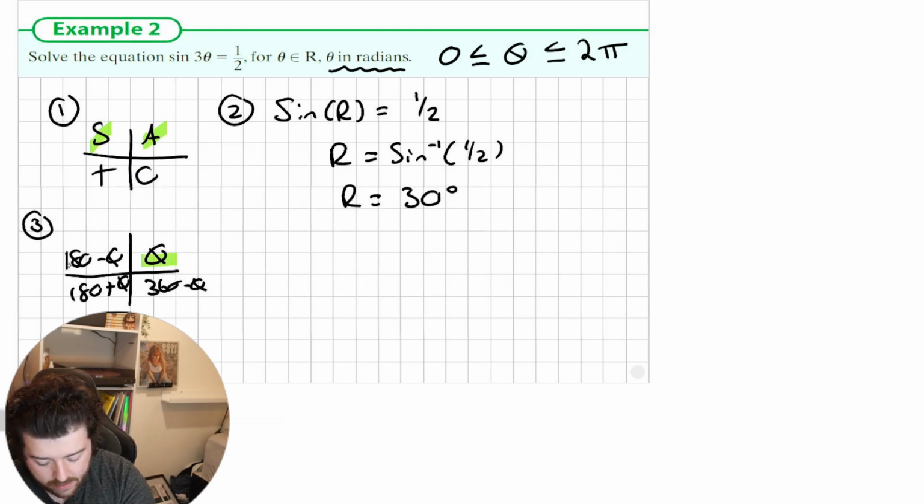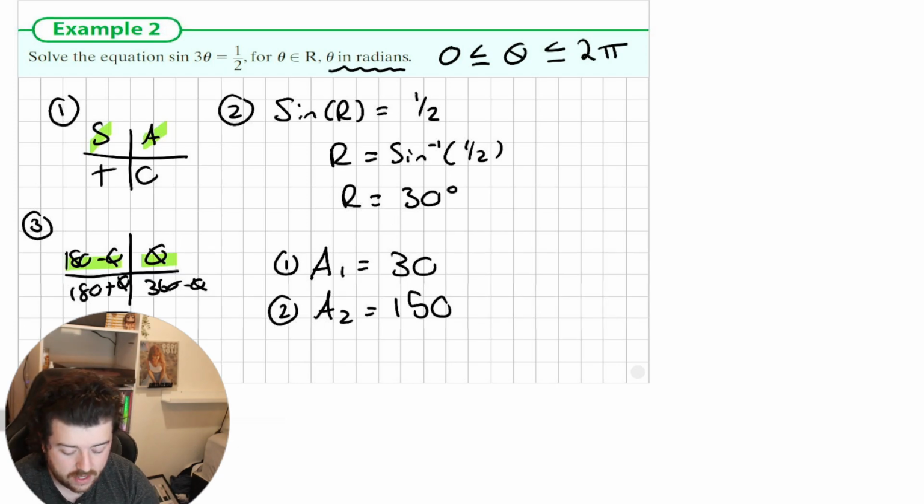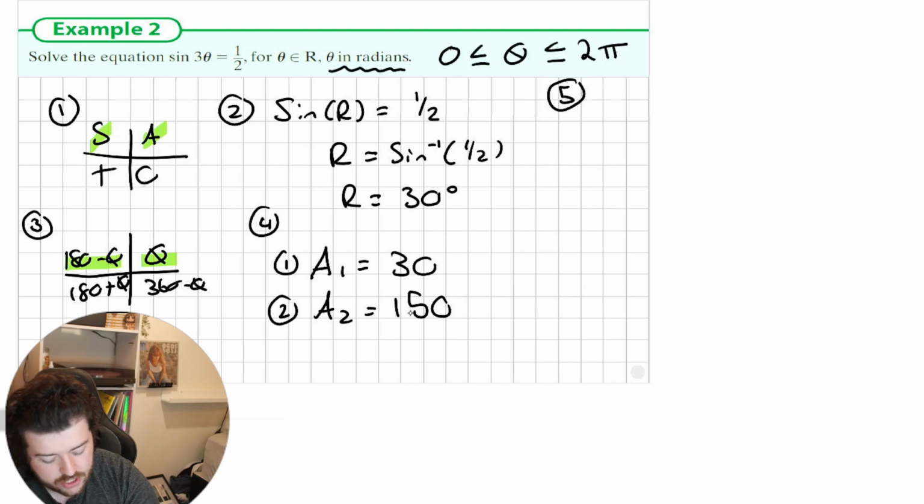So I'm working in my first and second quadrant. My first angle is going to be just my reference angle, which is 30. Then my second angle is going to be 180 minus theta, which is going to be 150. Okay, so that's my first 4 steps. My 5th step, now I write the general solution.